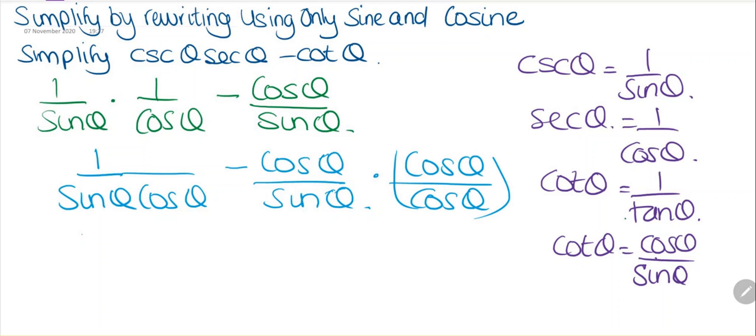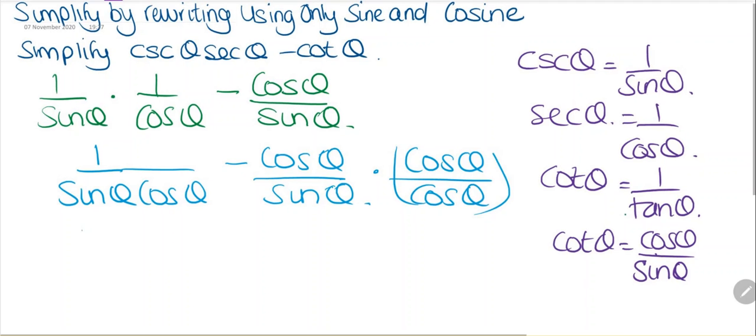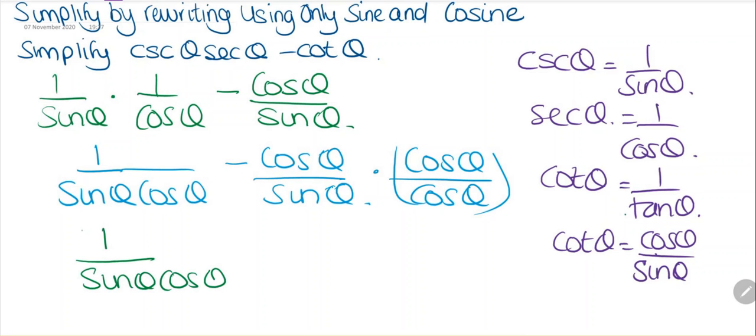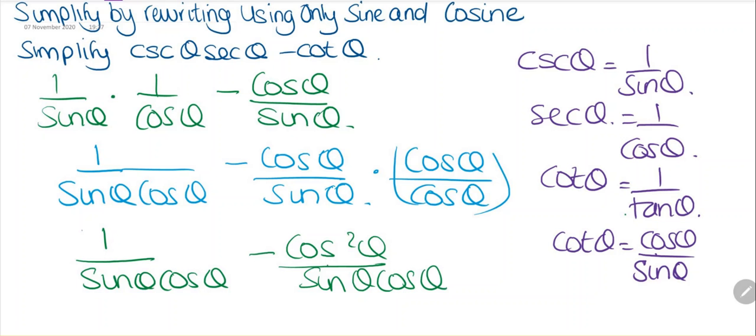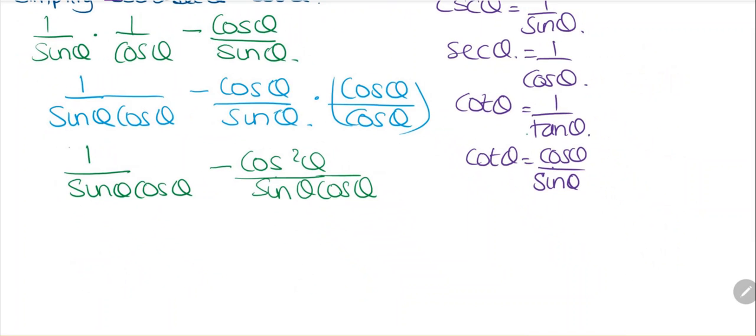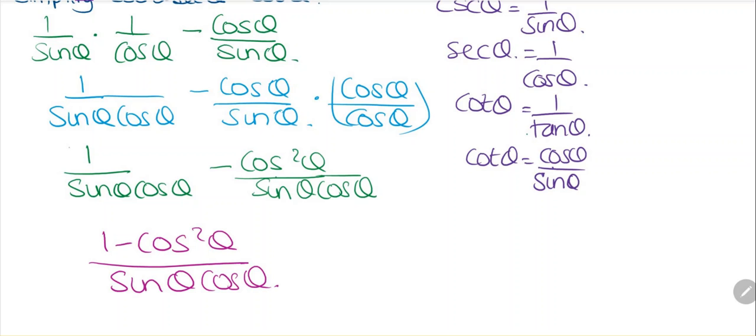So if I multiply, we will have 1 over sine theta cosine theta, and then the second fraction will be cosine squared theta over sine theta cosine theta. So now our denominators are the same. I can combine them, so we'll have 1 minus cosine squared theta over sine theta cosine theta.